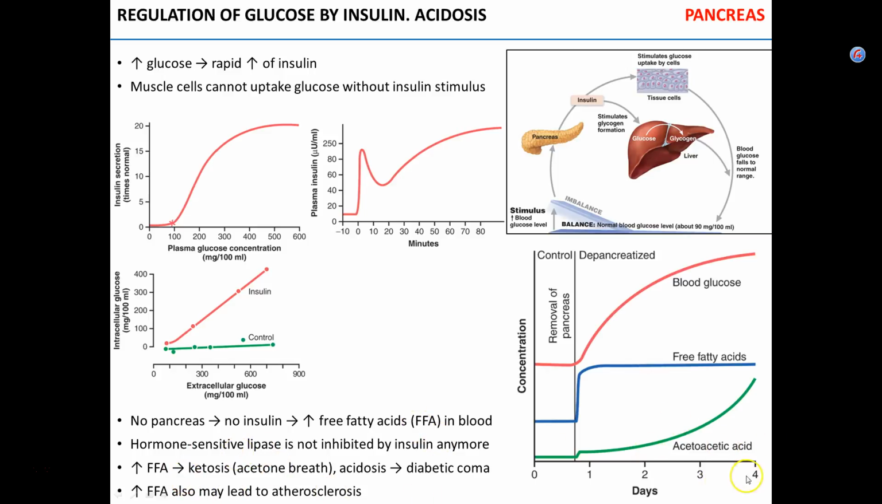One example of ketone bodies is acetoacetic acid. Another example is acetone. People with diabetes type 1, who did not take their insulin shot, develop the acetone breath. Have you ever heard about it? You can smell acetone in the breath.